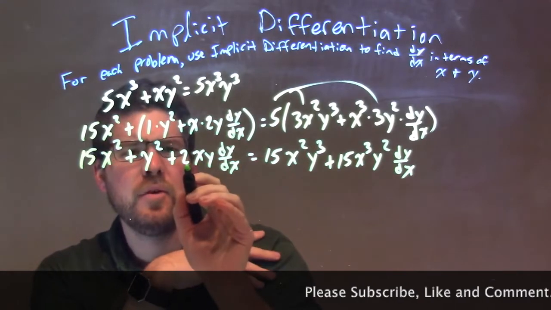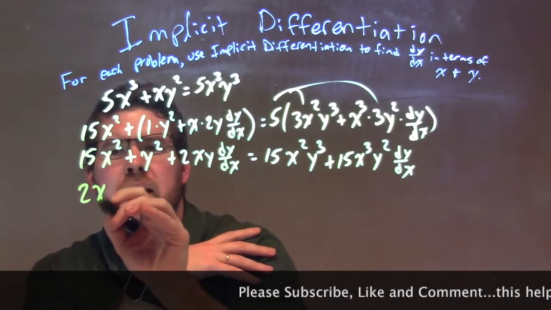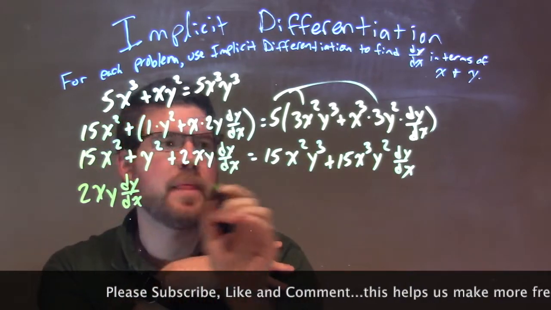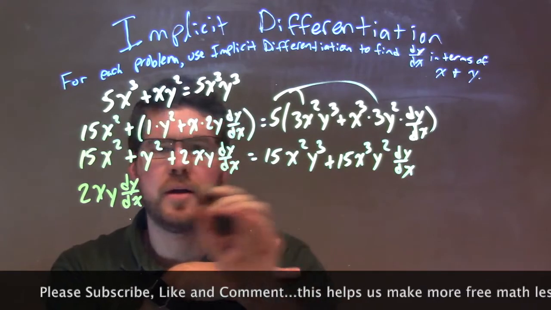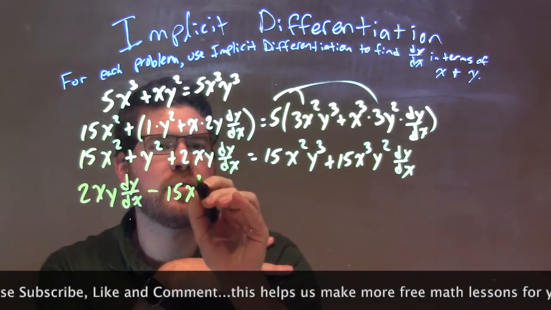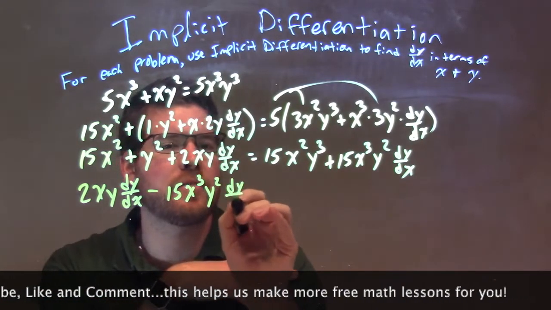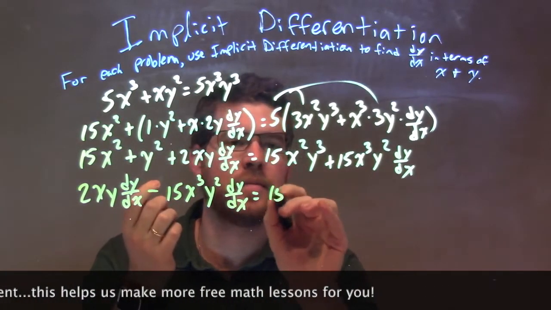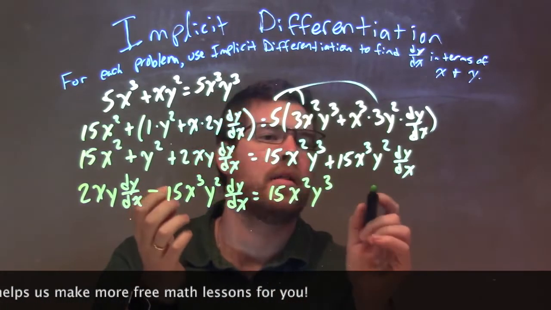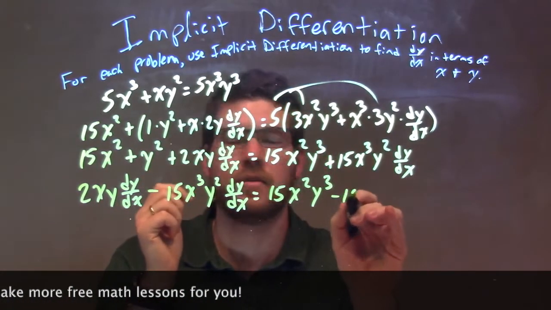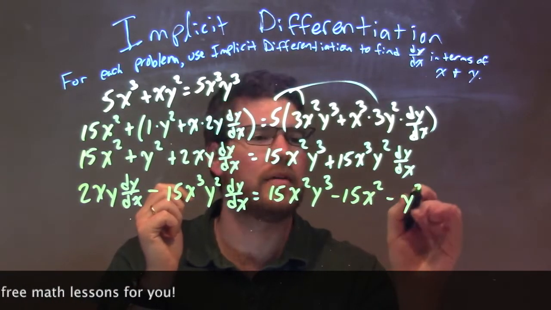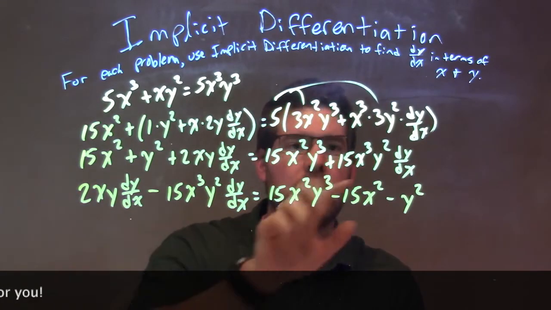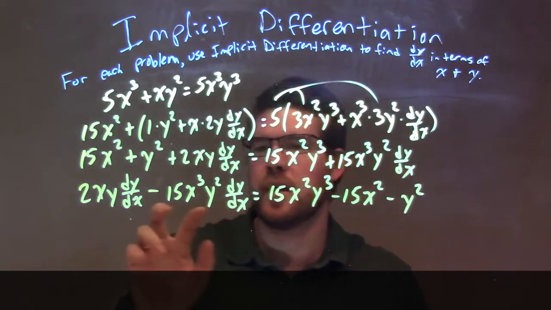So doing so, I'm going to put 2xy up front here, 2xy dy dx, knowing that I'm going to subtract these two parts right there. Then I'm going to subtract this right here, minus 15x to the third y squared dy dx. Now on the right-hand side, I'm left with the 15x squared y to the third. Then I want to subtract these two parts, minus 15x squared minus y squared. And I should have everything. These two were over here. This one came down, and the 15x to the third y squared dy dx got over here.